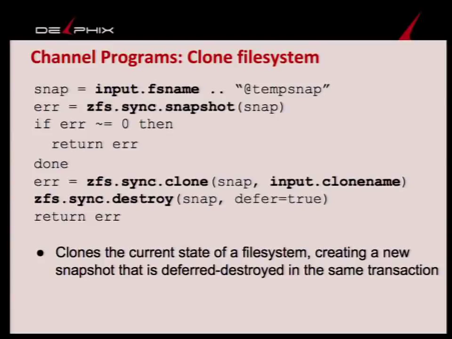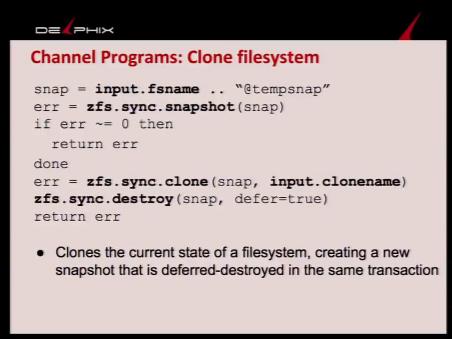So this is an example of a channel program that accomplishes this. It takes as input the name of the file system that we want to clone, the name of the clone that we want to create, and then it just looks like a little program that would do that. This is written in Lua, which is a very tiny programming language, but it does have things like looping and if statements and all that.